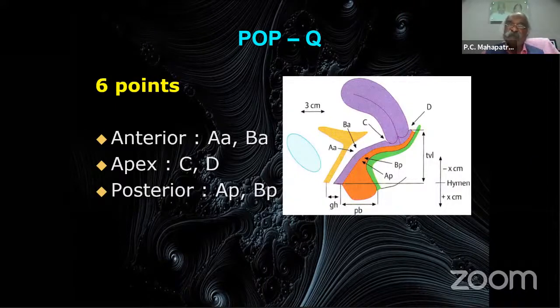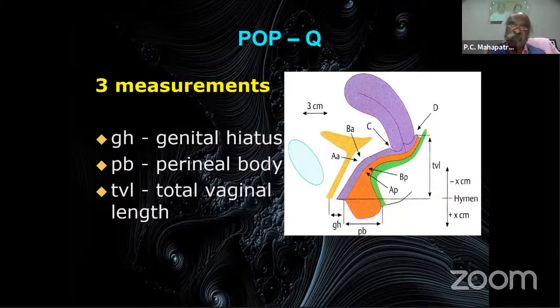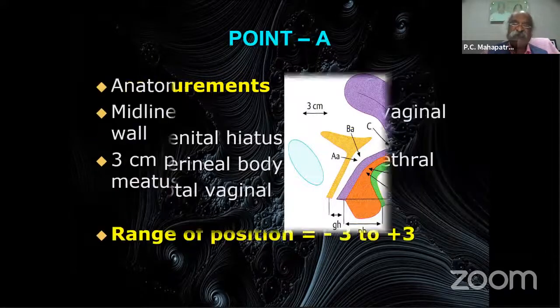These are the 6 reference points for that. And what are A, B, C, and D? I will just tell you. And GH, genital hiatus, perineal body, total vaginal length. What are the measurements? I will just repeat it.